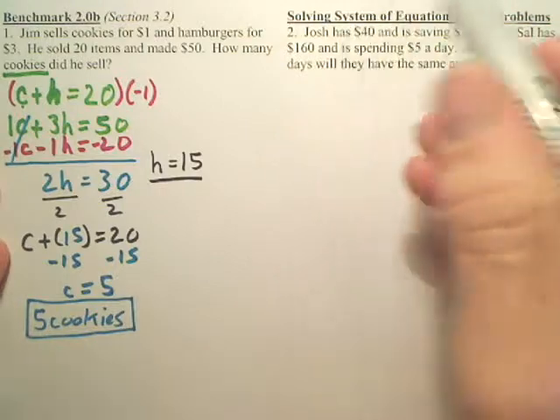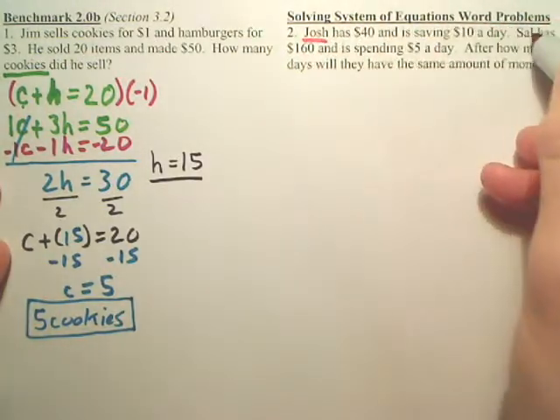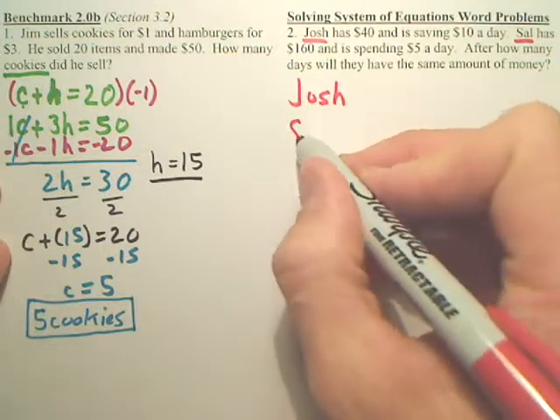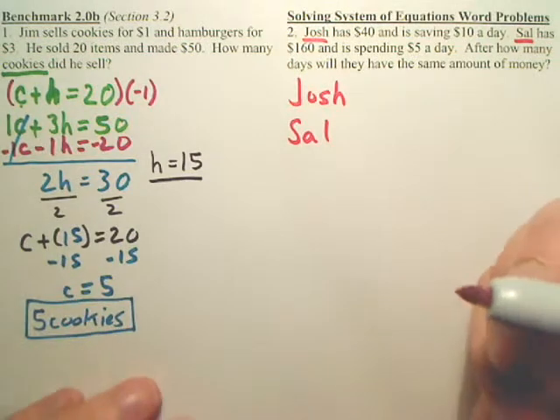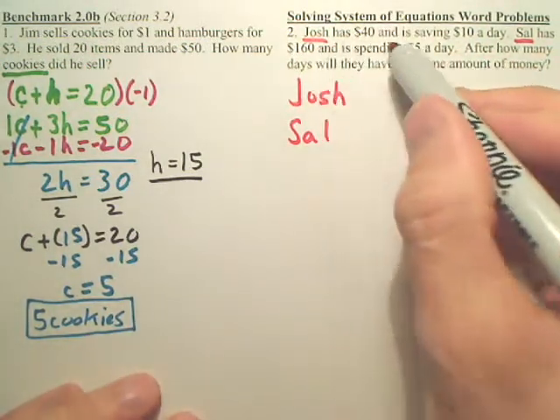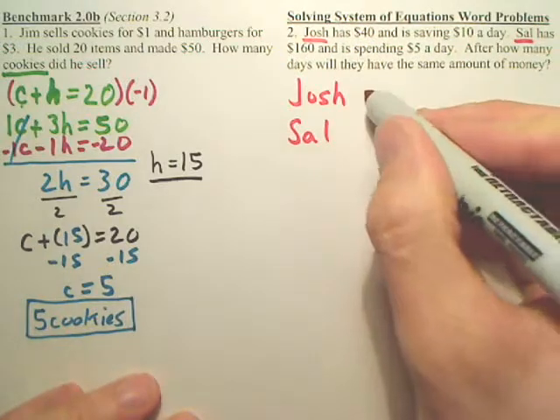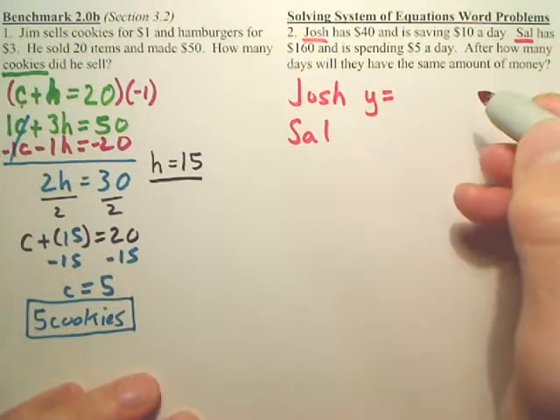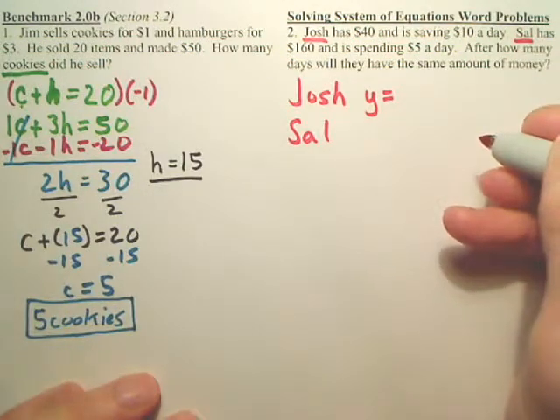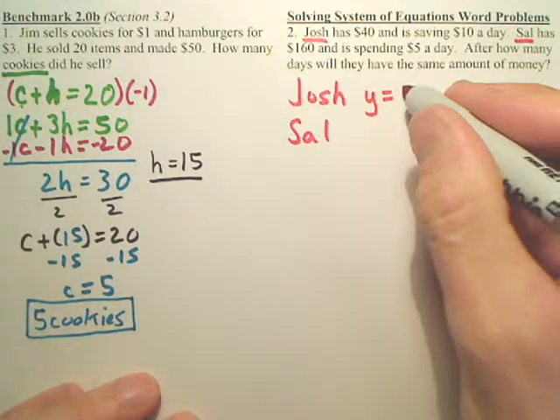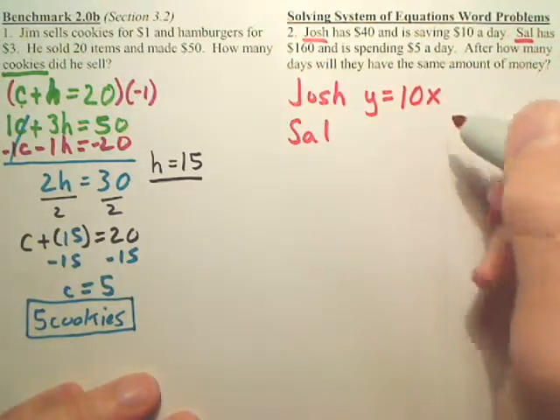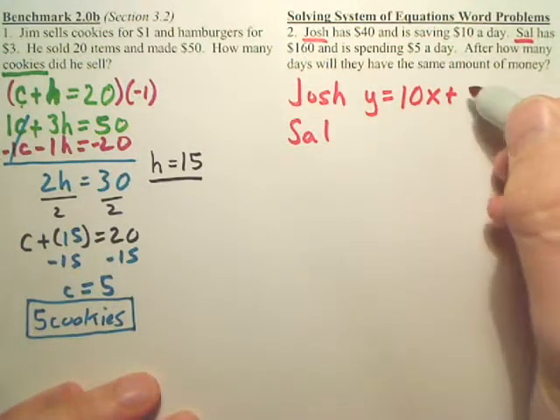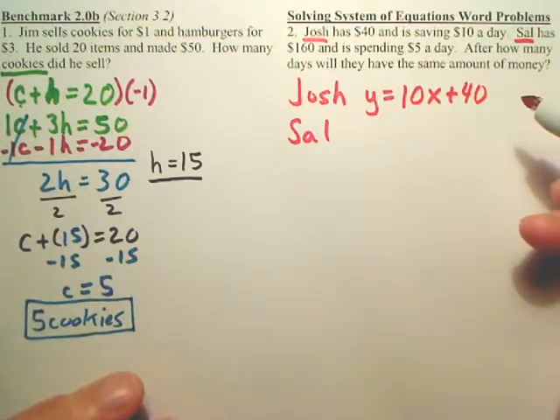Number 2. We have two people. We have Josh and Sal. They both have different scenarios. Josh has $40, so it's one of these y equals mx plus b forms. He has $40 and he's saving $10 a day. So he's growing by 10. So his rate is 10. X basically represents days. And he's beginning with 40. He has 40 saved.